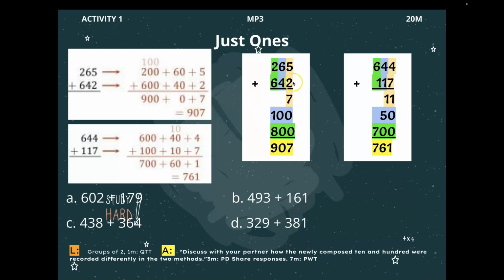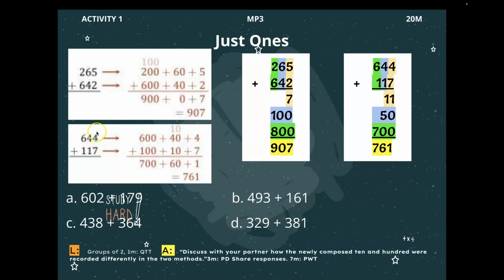They just stacked the numbers. But remember, this is not 6 plus 4. This is 6 tens plus 4 tens, which means this is 60 plus 40, 100. This is not 2 plus 6. This is 200 plus 600, which makes 800. So then we have 7 plus 0 plus 0 equals 7. 0 tens plus 0 tens equals 0 tens. 100 plus 800 equals 900.